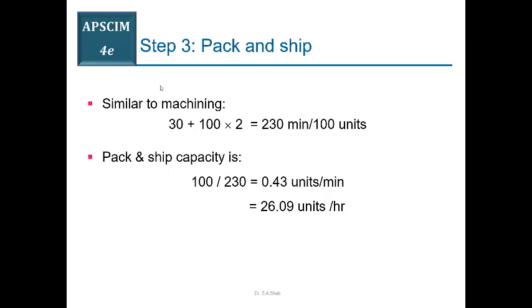So you have found the cycle time of each workstation, and then based on those cycle times you have found the throughput rates or production rates of each workstation. And now you can decide for the system what will be the capacity of the system and what will be the overall cycle time of that system.